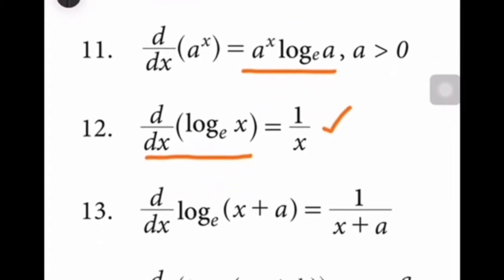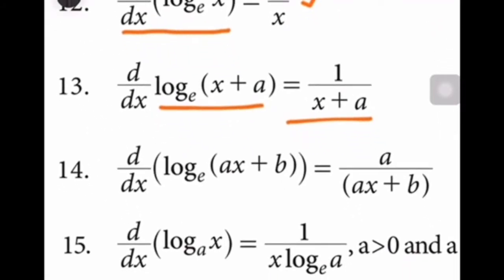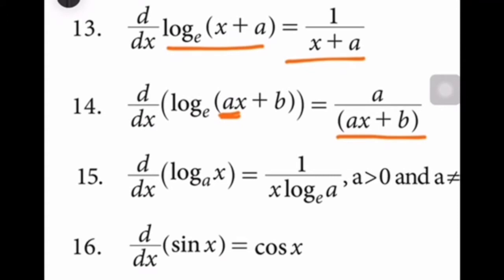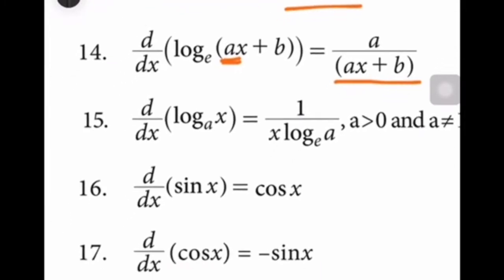d by dx of log x plus a. So, log x is 1 by x. Similarly, log of x plus a is 1 by x plus a. Log of ax plus b: here a constant is multiplied with the coefficient, so a divided by ax plus b. d by dx of log x to the base a is 1 divided by x log a to the base e.